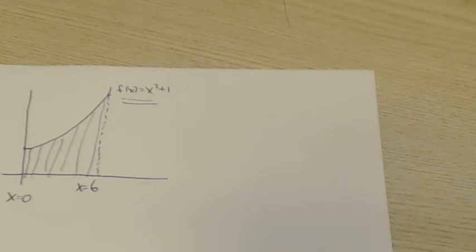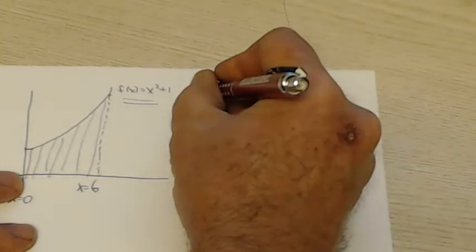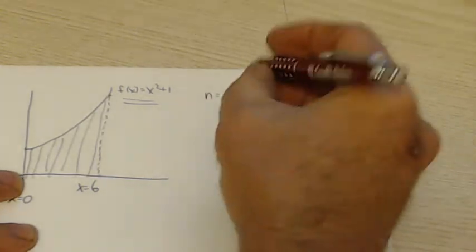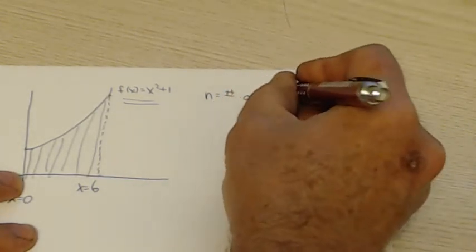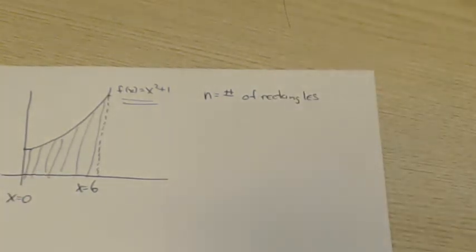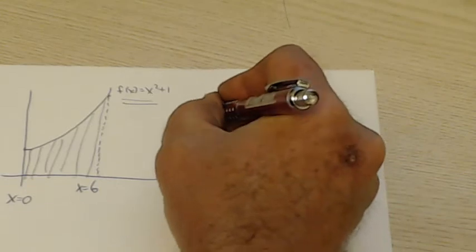So here our idea is let's use something we know. We're going to divide this region into some number of rectangles. We'll let n equal the number of rectangles that we're going to divide this region up into. Now, the width of each rectangle, we can make really anything we want, but typically we make them all the same width. Okay, so let's suppose in this case that we're going to use 3 rectangles.